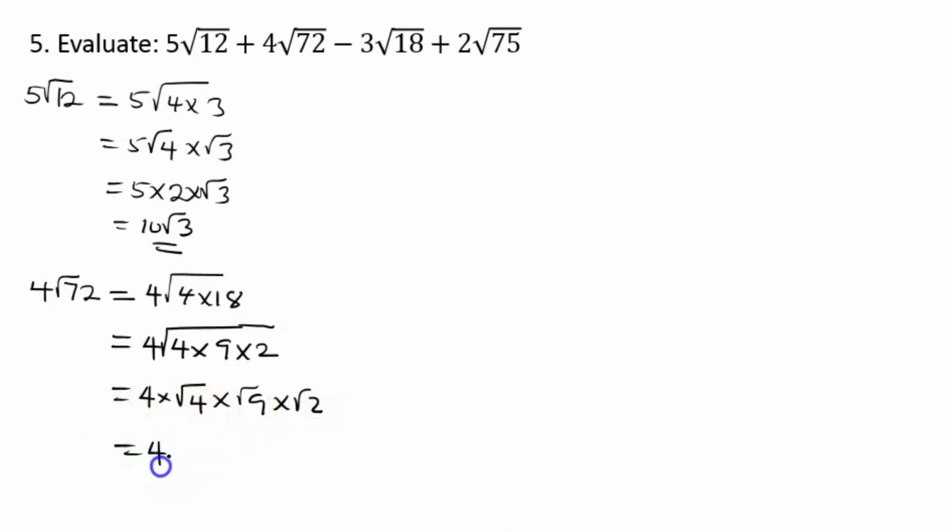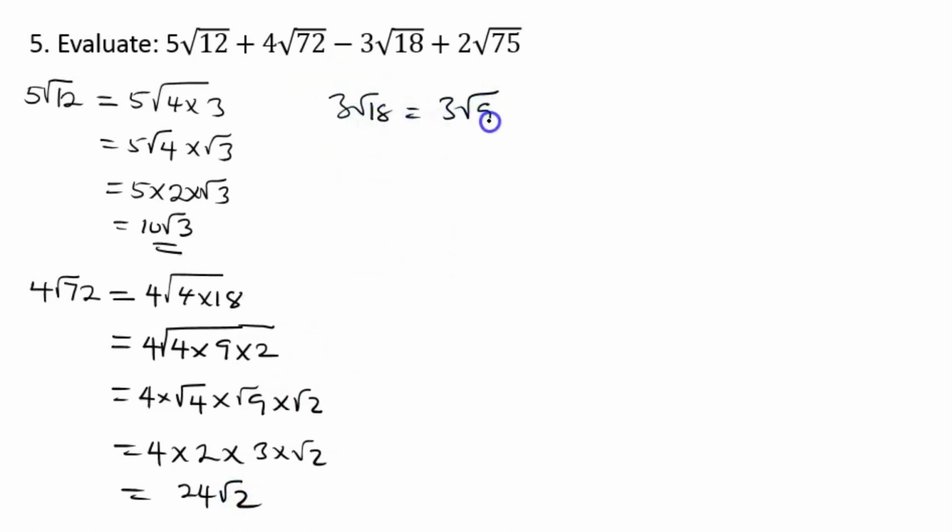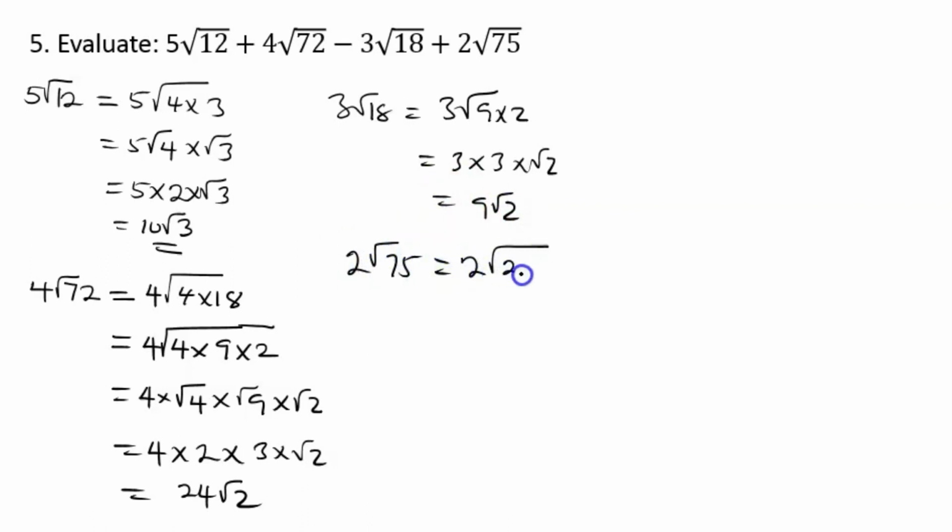This is going to give me 4 times 2 times 3 times root 2. This is 8, this is 24, right? 24 root 2. Then we also have 3 root 18. 3 root 18 is 3 root 9 times 2, which is 3 times 3 times root 2, which is 9 root 2. Then I have 2 root 75, which is 2 root 25 times 3, of course, which is 2 times 5 times root 3, which is 10 root 3.